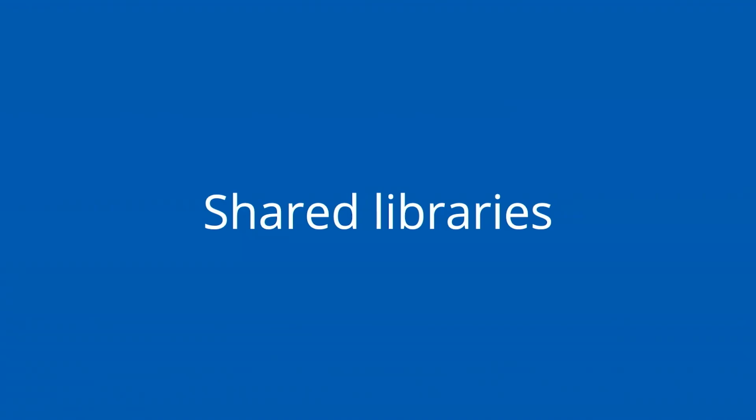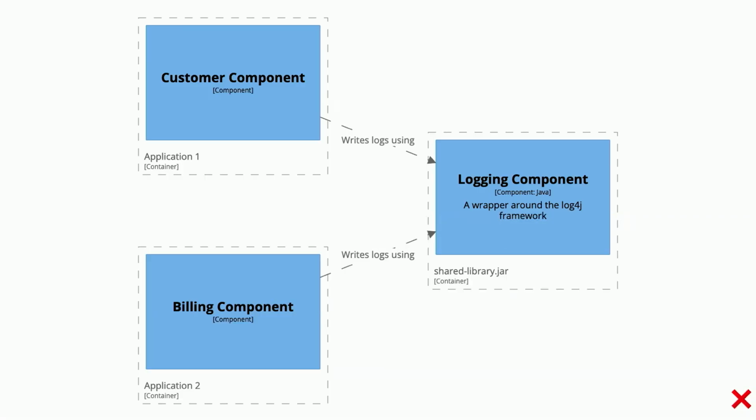Shared libraries, same deal. A lot of people want to model shared code, shared libraries, and they'll do it like this. They'll try to model the shared library or shared code as a C4 container. This is generally not correct because C4 containers are applications. They're individually runnable, deployable things. The logging component is not an individually runnable thing. So this is a better option.